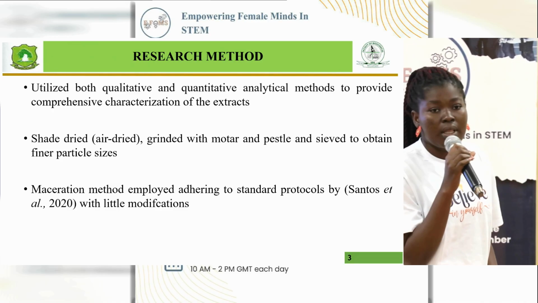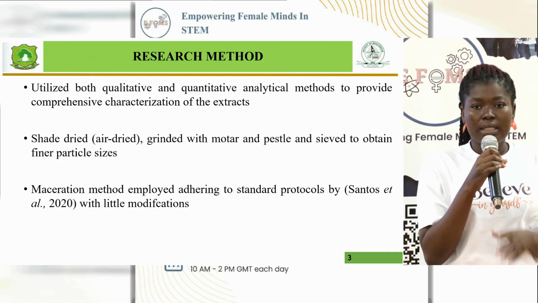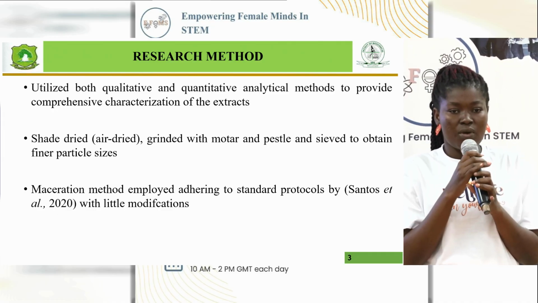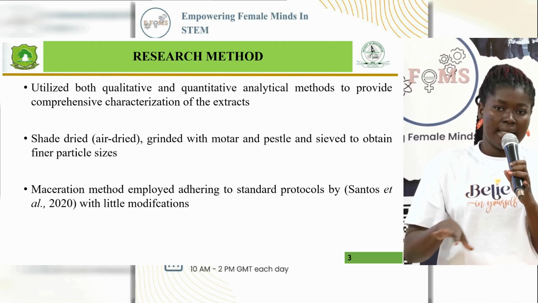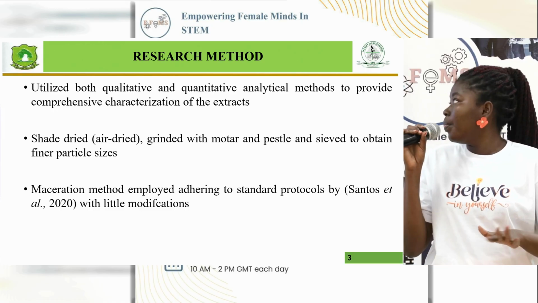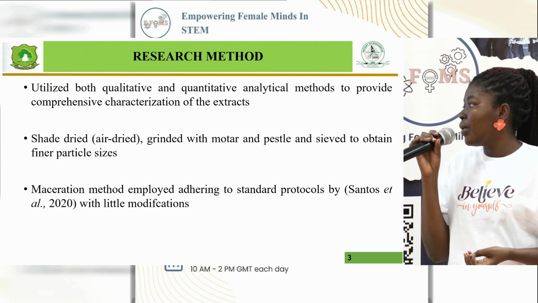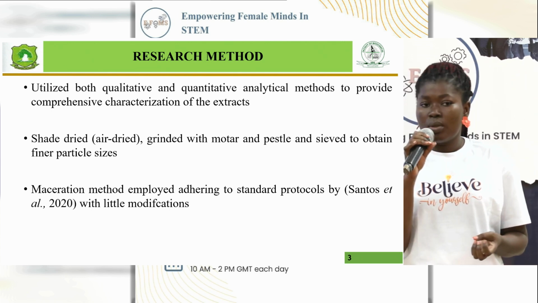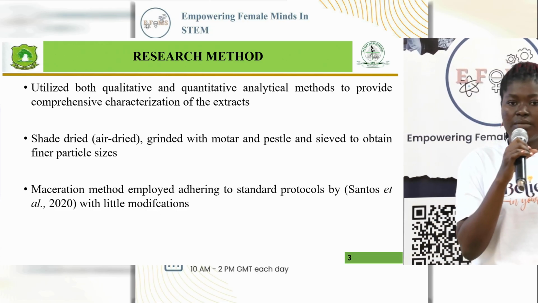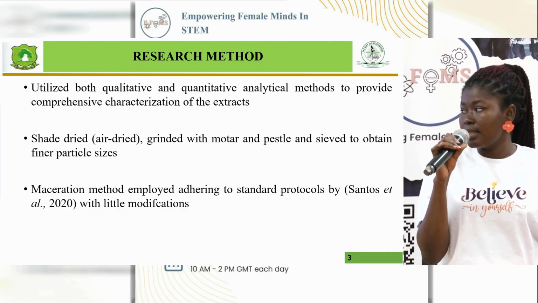The sample was collected from the farm, where we went with some locals. We took it and it was dried under shade. We didn't dry it directly under the heat. We dried it under shade and then it was ground and sieved to obtain finer particles for easy extraction. So we used the maceration method, with standard protocols by Santos et al. with little modification to the volume and the mass of the samples of the leaves and the stem bark.